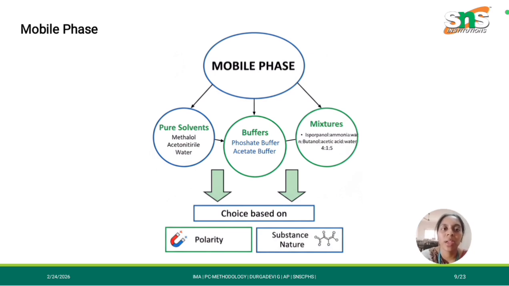The mobile phase can be either a pure solvent like methanol, acetonitrile, water, or buffers such as phosphate buffer and acetate buffer. Mixtures can also be used, like isopropanol, ammonia and water mixture, or butanol, acetic acid and water mixture. The choice is based on polarity and the nature of the substance.